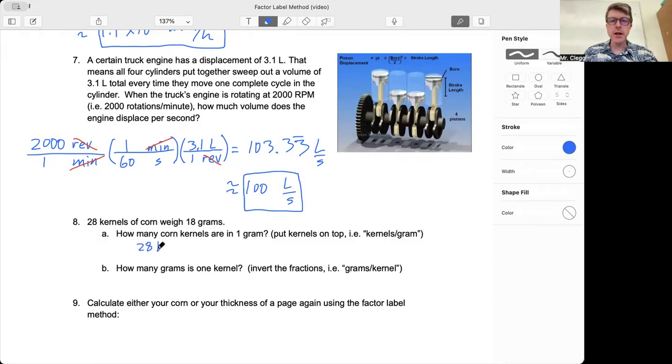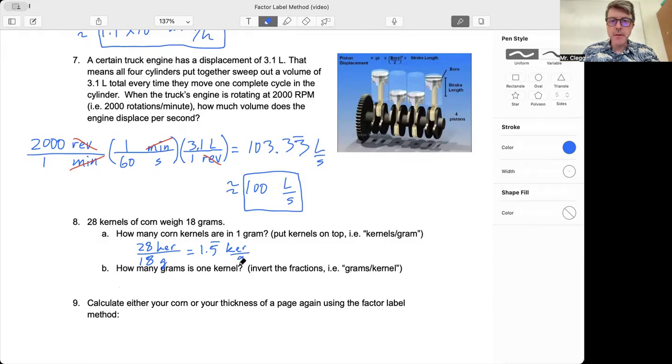I'm just going to call it kernels per 18 grams. If I do that division here, 28 divided by 18, I'm going to get 1.5 repeating. That's kernels per gram, right?